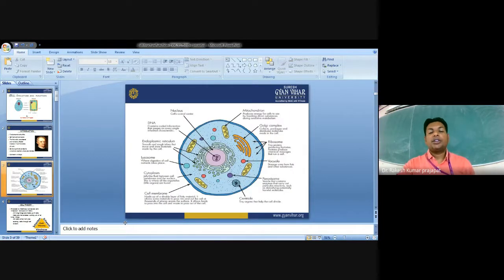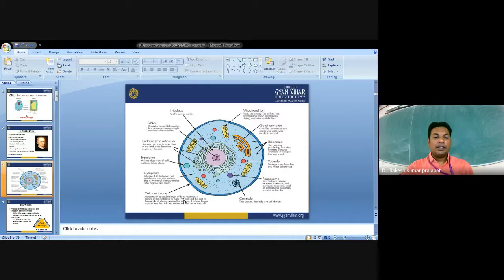This is the detailed, complete structure of the animal cell. I am saying animal cell because the cell wall is absent in this. You can see the picture. You see the outer blue lining. That is the cell membrane.